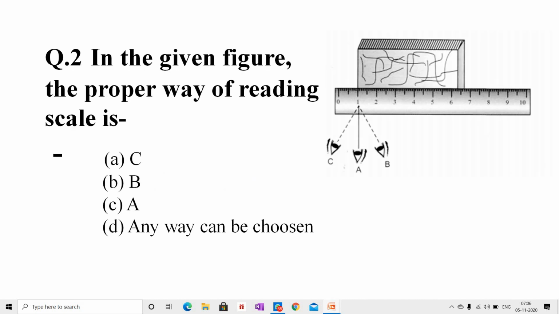Question number 2. In the given figure, the proper way of reading the scale is option A, C, option B, B, option C, A, option D, any way can be chosen. And the correct answer is option C, position A.